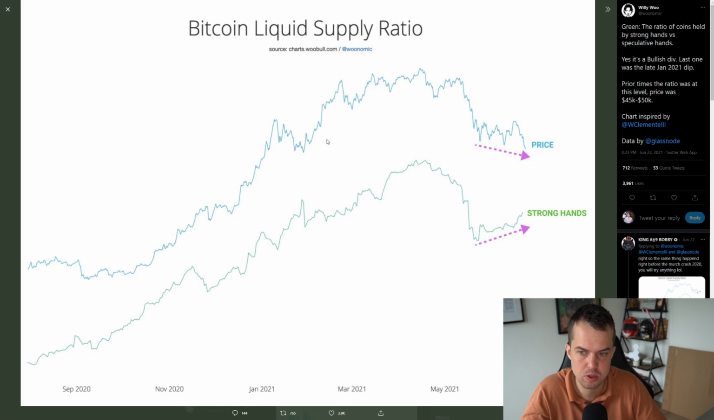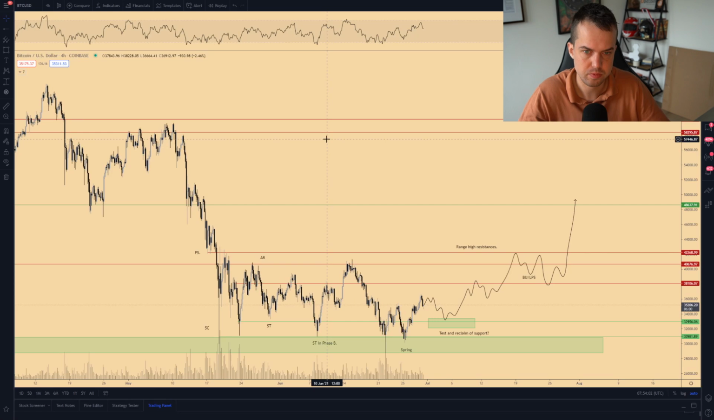It is the long-term holders or the strong hands, those have been accumulating while price has been dropping down, a bullish divergence, whatever you want to call it. But this is another visualization of the fact that long-term holders are buying right now, while short-term holders are capitulating, and those have been selling into the long-term holders.